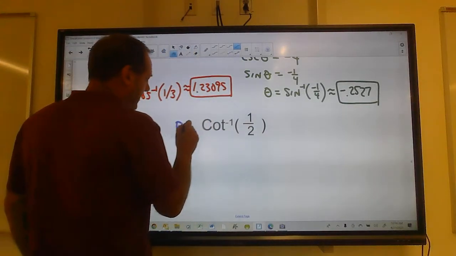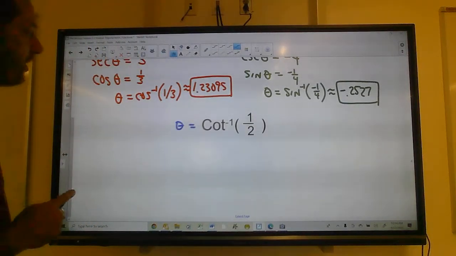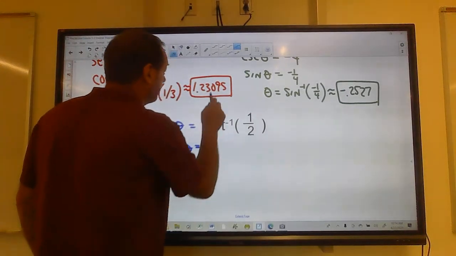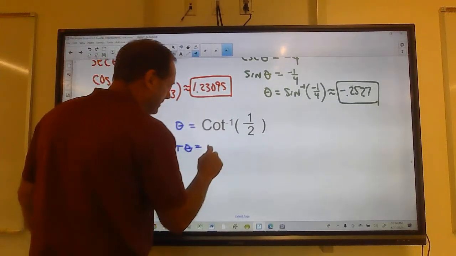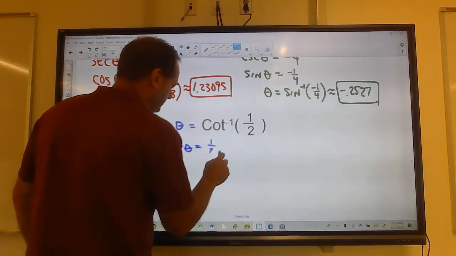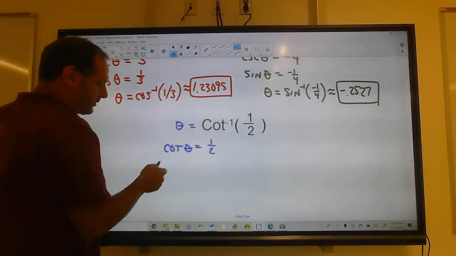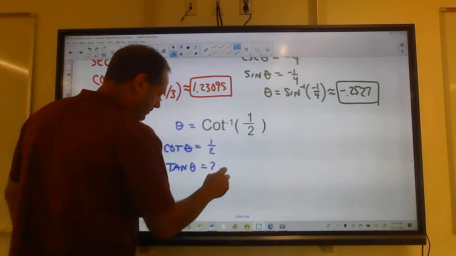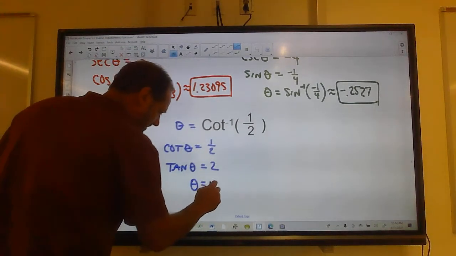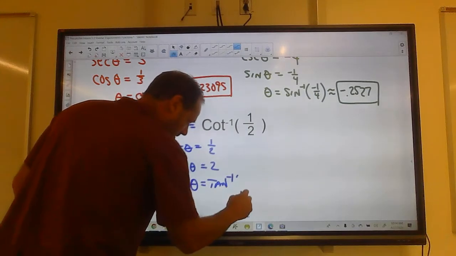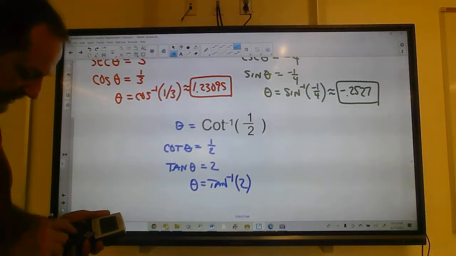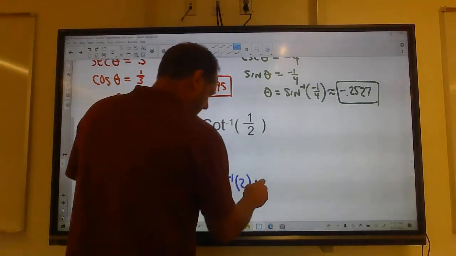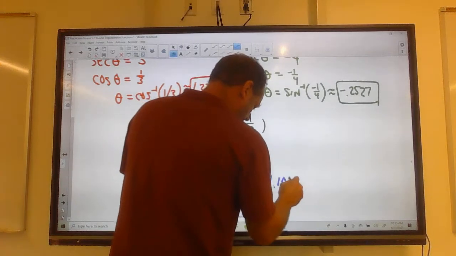Okay, so this would have been theta is equal to arc cotangent of 1/2. So I'm going to cotangent both sides. And then if the cotangent of theta is 1/2, that means the tangent of theta is 2. So now I'm going to arc tangent 2, and I get approximately 1.107.